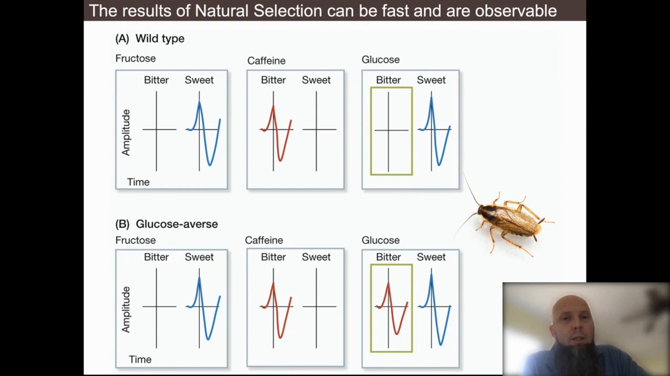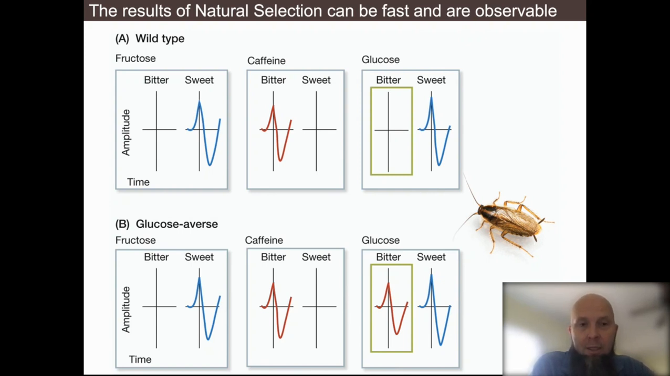Now, the mutation that has arisen within populations of these roaches that live in human houses is one that has helped them avoid death by roach trap. Okay, they have the same response to the sweetness of fructose. They have the same averse response to the bitterness of caffeine. But interestingly, they have a mutation that causes their bitter neuron receptor to fire when they are exposed to glucose.